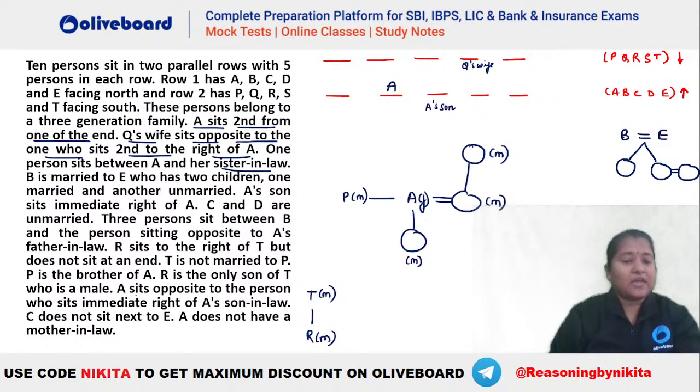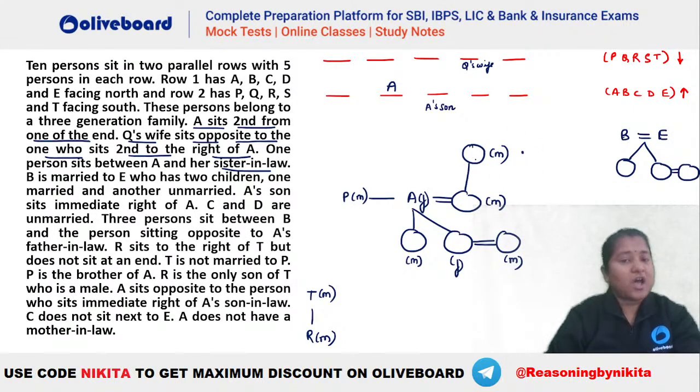Chalo. Now A sits opposite to the person who sits immediate right of A's son-in-law. So A has a son-in-law as well. For a son-in-law, A must be having a daughter. So let's say we have a daughter here for A and this is the son-in-law. Okay, this is the son-in-law. C does not sit next to E. A does not have a mother-in-law. So you can see A cannot have a mother-in-law here, right?